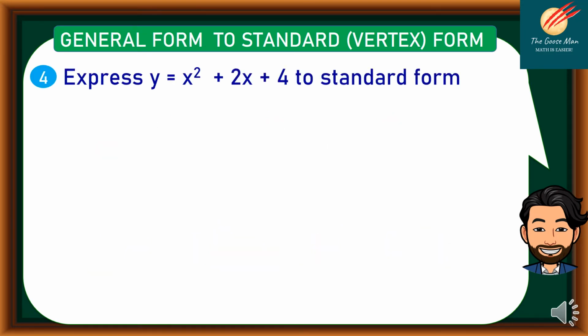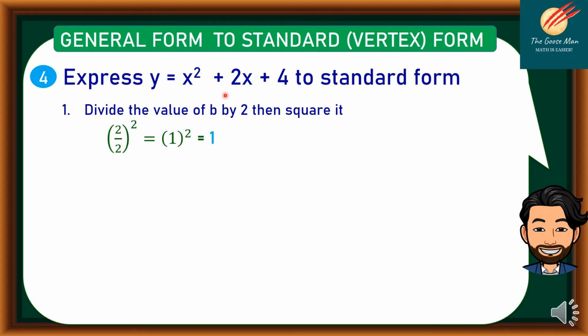Express y is equal to x squared plus 2x plus 4 to standard form. Now, the first thing that we will do is divide the value of b by 2, then square it. The value of b is the numerical coefficient of the linear term, which is 2x, so the numerical coefficient is 2. So again, divide 2 by 2 and square it. 2 divided by 2 is equal to 1, and squaring it is equal to 1.